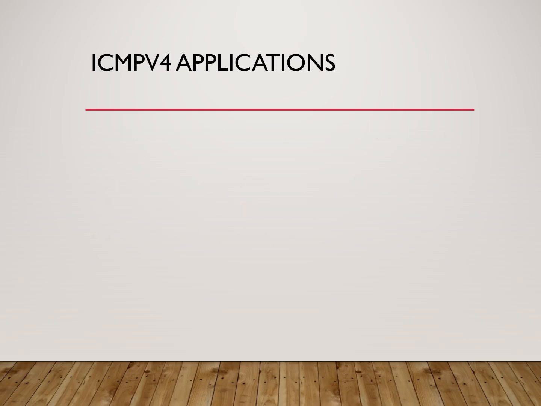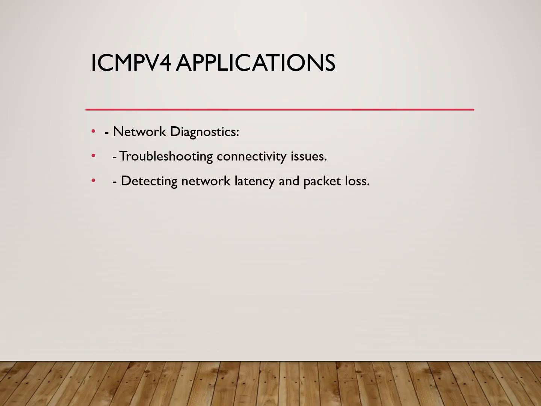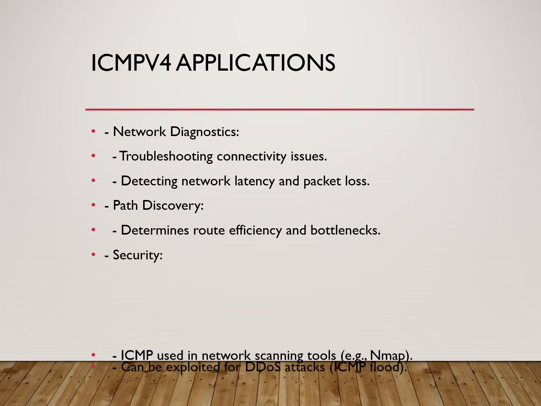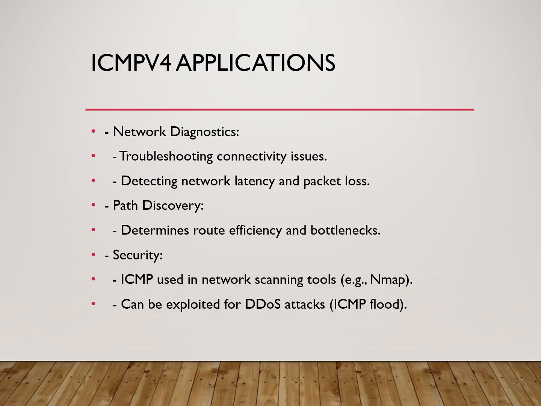ICMP version 4 has several key applications. Network diagnostics: used in troubleshooting to detect packet loss, latency, and connectivity issues. It helps identify bottlenecks or unreachable devices. Path discovery: traceroute helps map the route of packets, aiding in identifying inefficient paths. Security applications: network scanning tools like Nmap use ICMP to detect active hosts. Unfortunately, ICMP can also be exploited in DDoS attacks where attackers flood a target with ICMP packets.